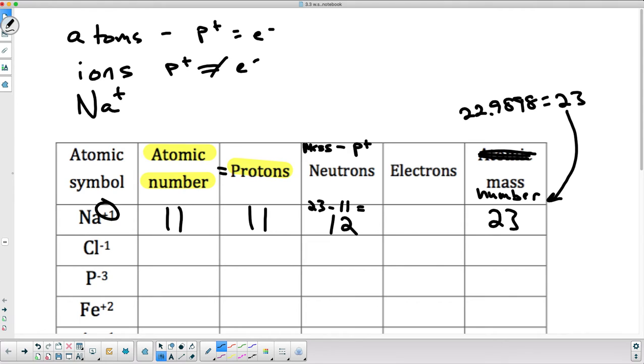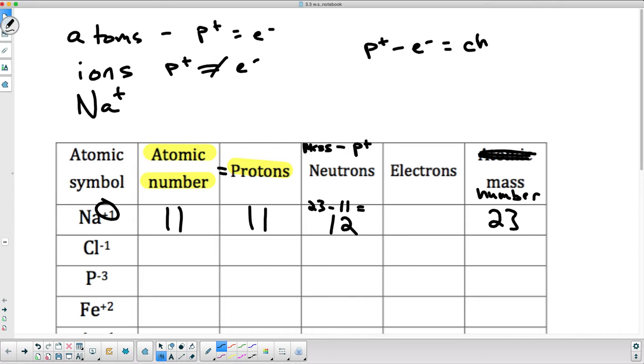So the real question is, how many electrons do I have? Well, here's the deal. The number of protons minus the number of electrons equals the charge. So if I have more electrons, I have a negative charge. Say I have hydrogen, but hydrogen has 2 electrons instead of just 1 when it's an atom. It has an extra electron. It looks like helium. And 1 minus 2, of course, is a -1. That means hydrogen has a -1 charge if it has 1 more electron than it does proton.